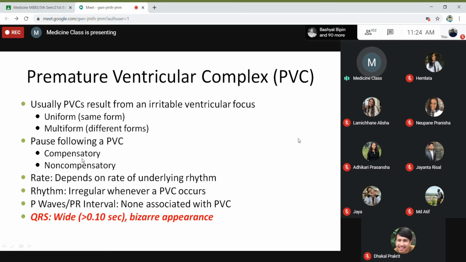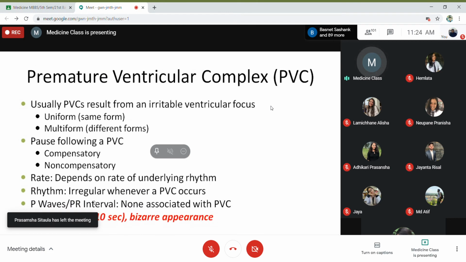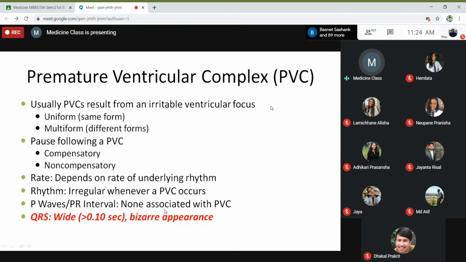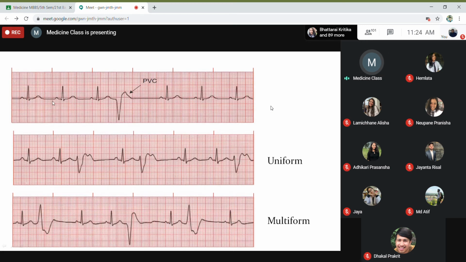And it will always be followed by a compensatory pause. The rate depends upon the underlying ventricular rhythm, and the rhythm will be irregular whenever a PVC occurs, and there won't be any association of the PVC with the P wave or PR interval. QRS will be very wide and bizarre. So this is the normal QRS and normal beat, but this one is a PVC, that is premature ventricular contraction.